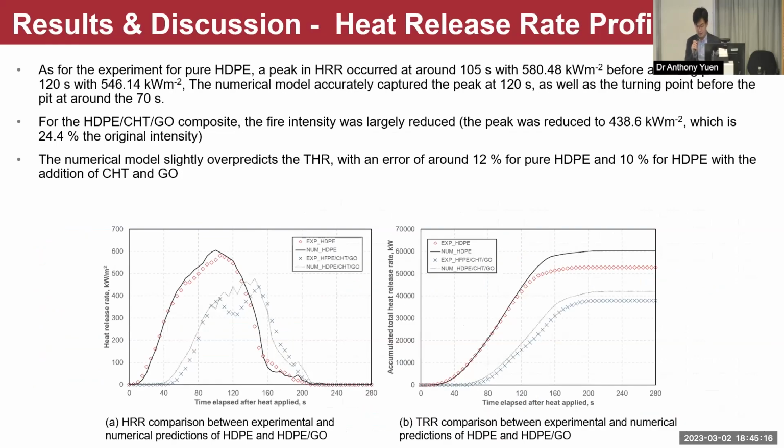By doing so, we find that the accuracy of the result for the cone calorimeter prediction is very accurate in terms of heat release rate. And even the total heat release is in pretty good agreement with the experiment.